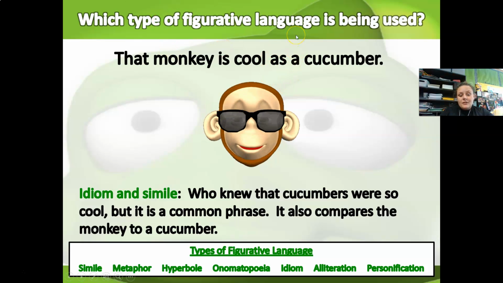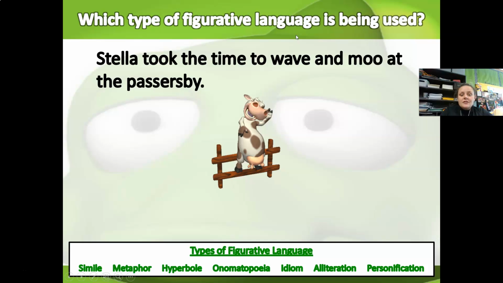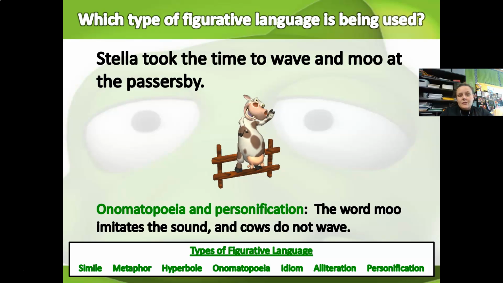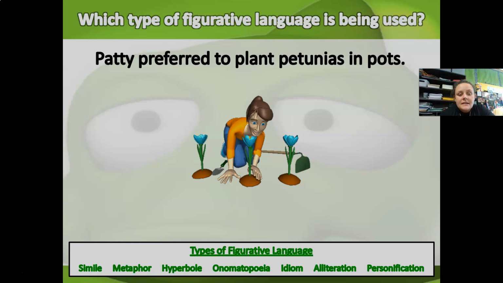Stella took time to wave and moo at the passersby. What do you think about that one? Well, we've got the onomatopoeia in the word moo. When you say moo, have you noticed you're mooing like a cow? And personification, because cows do not wave. We're giving them human qualities.